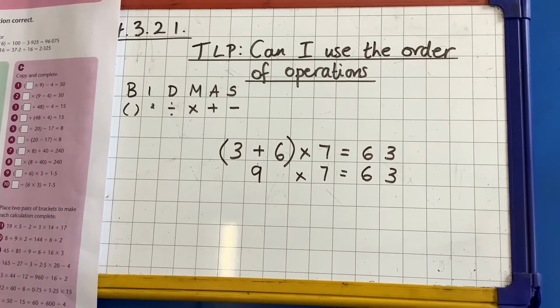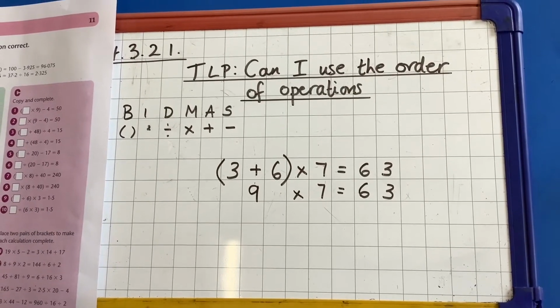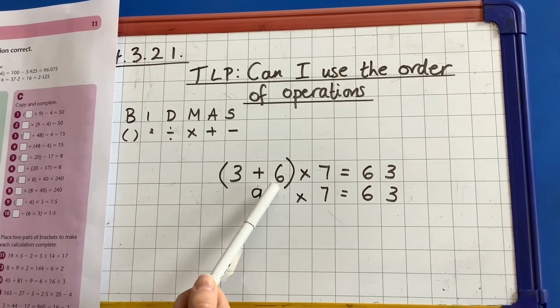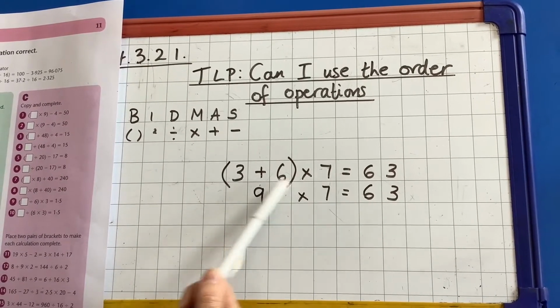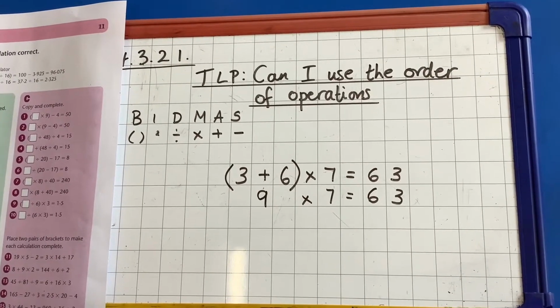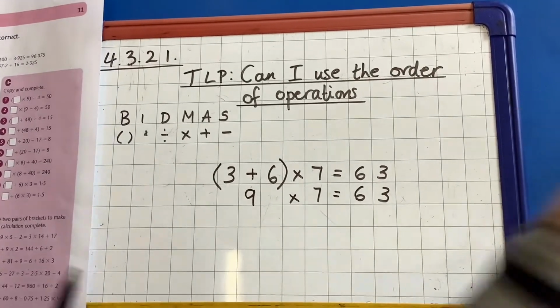Not too complicated, but if I hadn't done the brackets first, and had done the multiplying before the adding, trying to do 6 times 7 plus 3, well 6 times 7 is 42, plus 3 would give me 45. So it does give you a different answer if you don't follow the order of operations. Okay, so there's our first one.